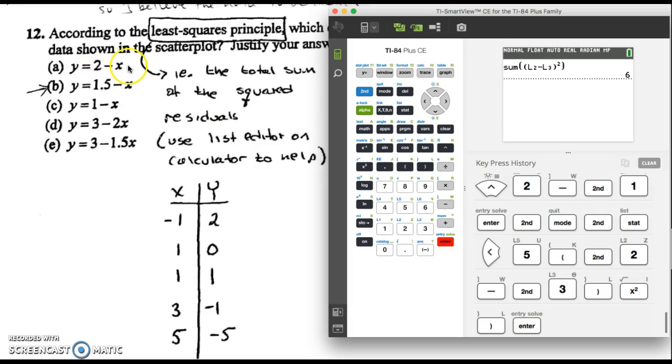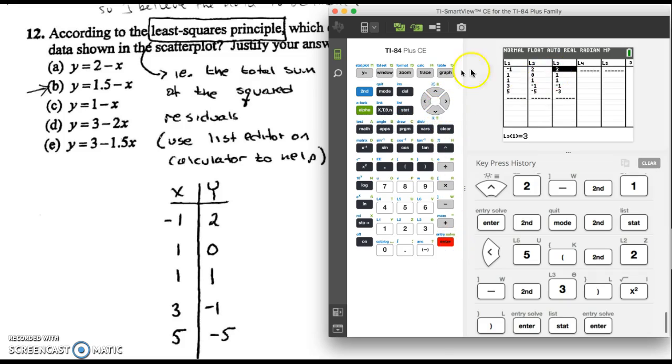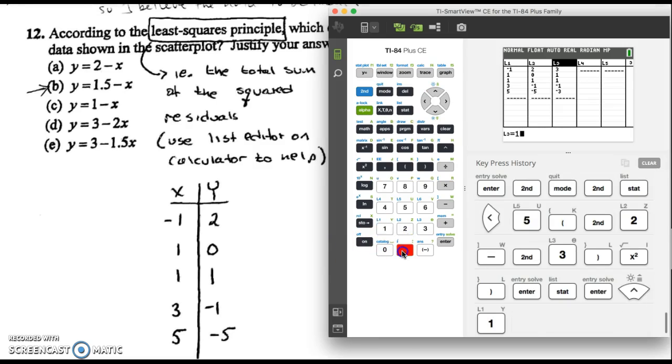So this first value is 6. That's the least squares principle, the sum of the residuals squared. Then we're going to check B and see what number we get for that. So we're going to Stat, Edit. This time in list 3, we're going to do 1.5 minus list 1.